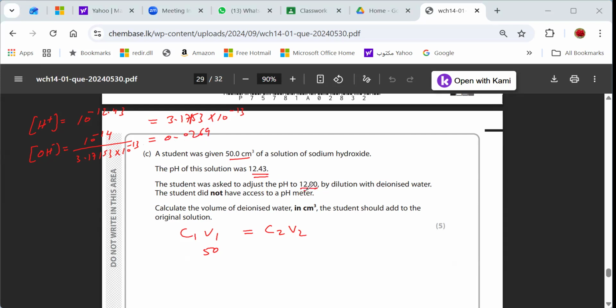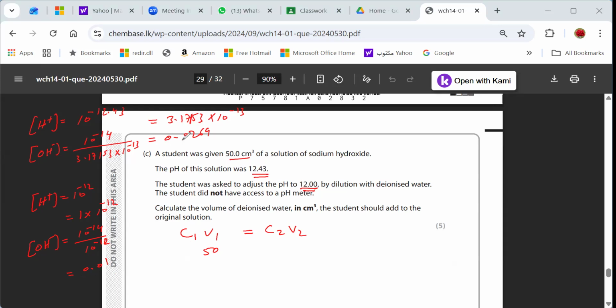Now they want to change it into 12. So the hydrogen ion concentration is equal to 10 to the power minus 12, which means 1 times 10 to the power minus 12. And so the hydroxide ion concentration is equal to 10 to the power minus 14 over 10 to the power minus 12. And this will make 0.01. Yes, so it's 0.01.